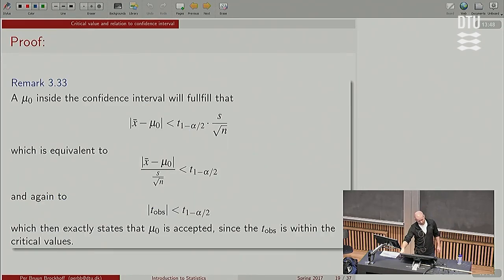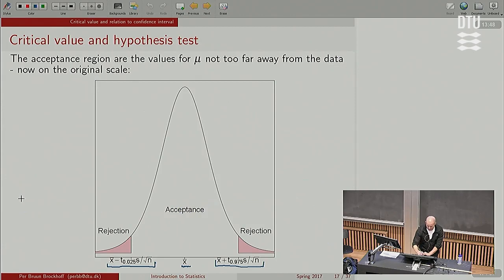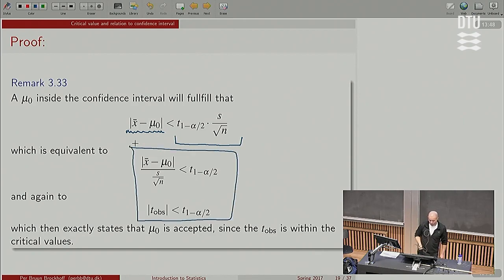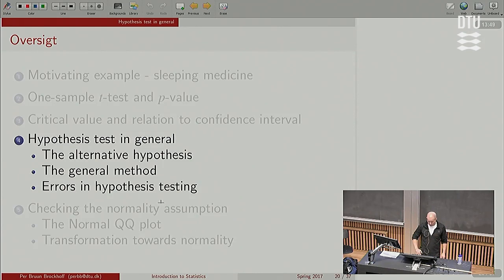And here's the proof. Let me spend 30 seconds. It basically just says the obvious, that if I have a mu0 in the confidence interval, it's the same as mu0 being closer to x bar than the definition of the confidence interval. And then I shuffle around once or twice, and I have the definition of the hypothesis test critical value approach. If I'm not extreme, I accept. So being in the confidence interval is equivalent to being not extreme, is equivalent to being acceptance, right? It's very simple steps here. But I spent a little time to make us think about this.